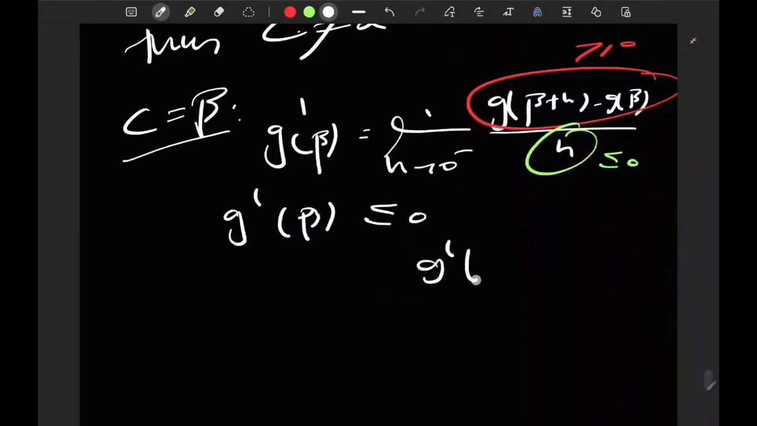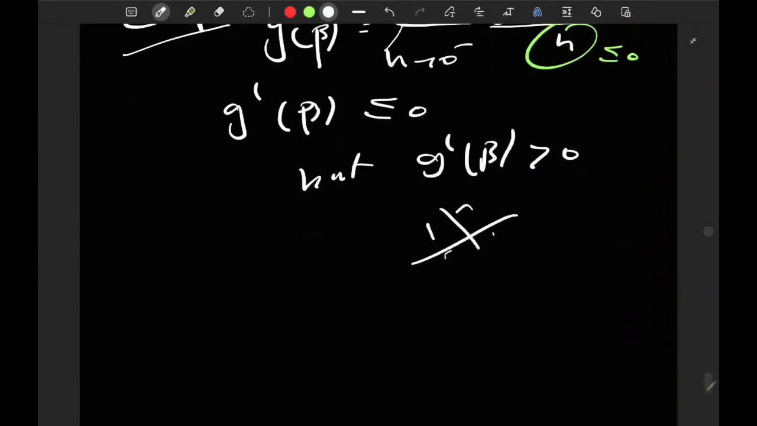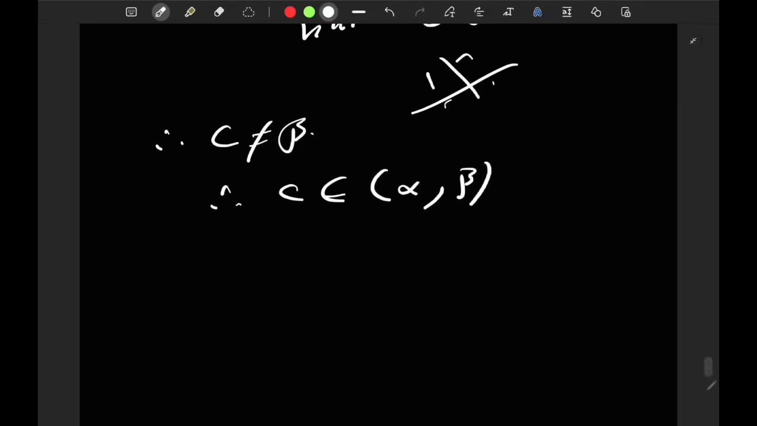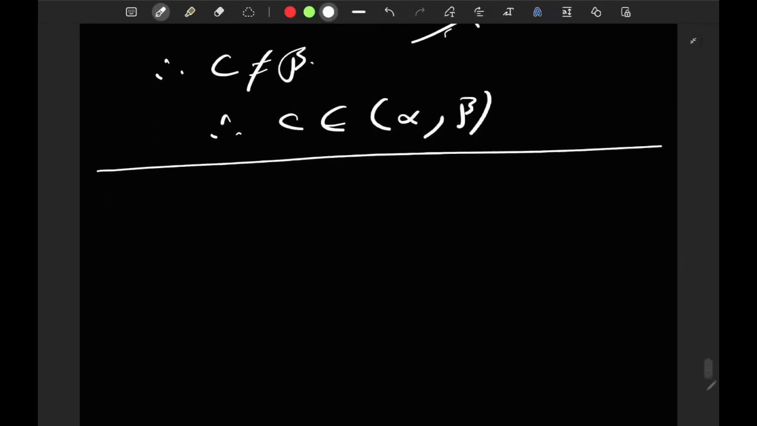But I know that g prime of beta is strictly positive. This is a contradiction. So therefore, we also cannot have that c equals beta. So c does not equal beta. Therefore, it must be that c lies inside the open interval alpha beta, and therefore the result follows. So that's for this exercise.